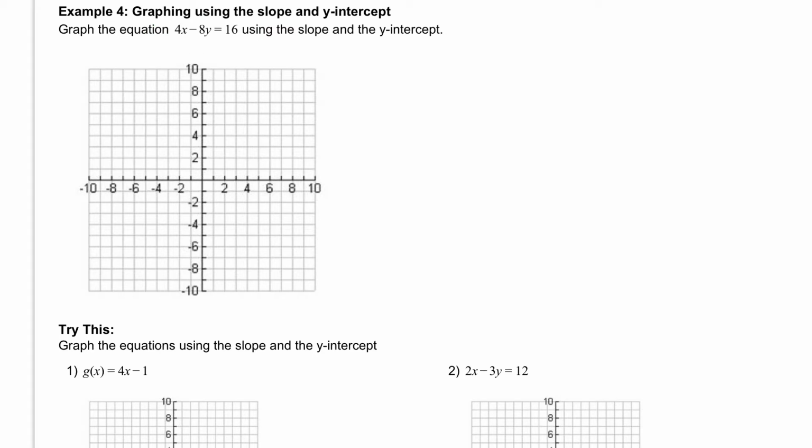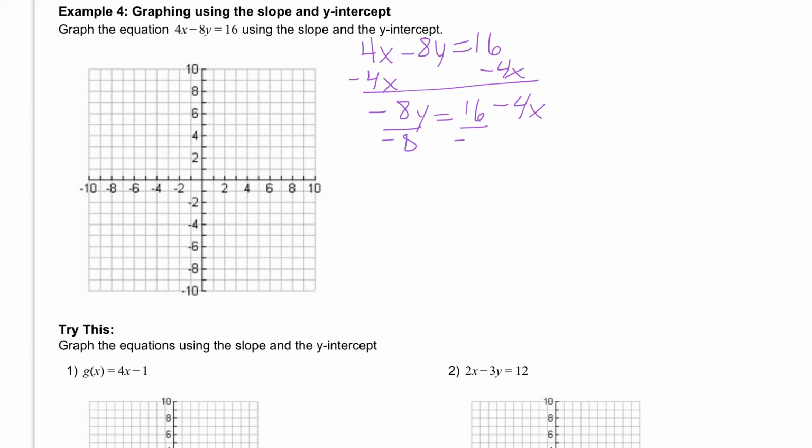To do that, I'm going to start by rewriting my problem. So we have 4x minus 8y equal to 16. And I'm going to solve for y first by subtracting 4x from both sides. Doing that, I get negative 8y equal to 16 minus 4x. Then I'm going to divide everything by negative 8. And if I do that, I get y is equal to negative 2 plus 1/2 x.